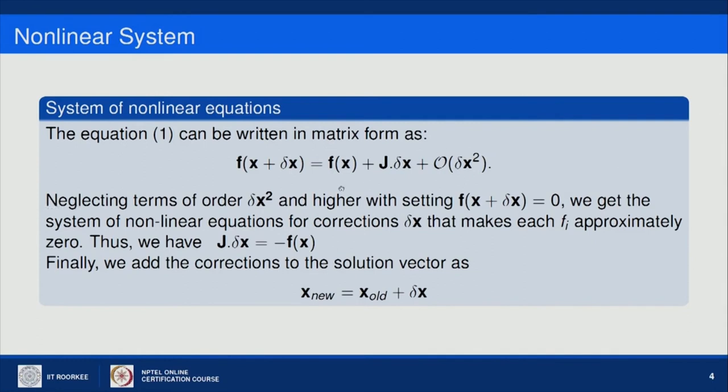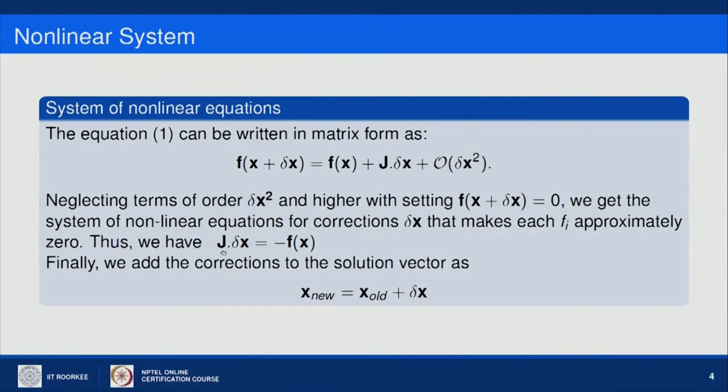Now as we are assuming that this delta x is a small quantity, we can neglect the second order and higher order terms, and moreover the left hand side f(x plus delta x) we can set to 0. So we get the system of nonlinear equations for corrections delta x that makes each fi approximately 0. Thus, since the left hand side is 0, we can write J into delta x equals minus f(x). So here you can notice we have this system.